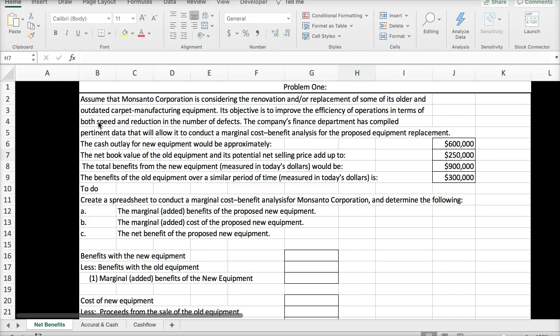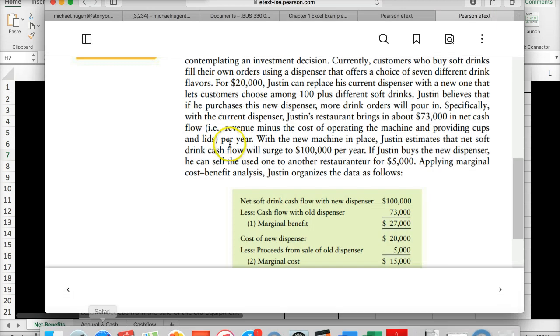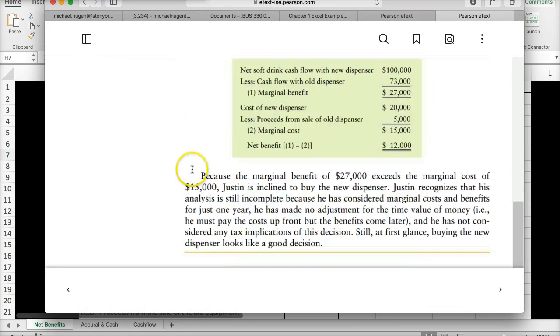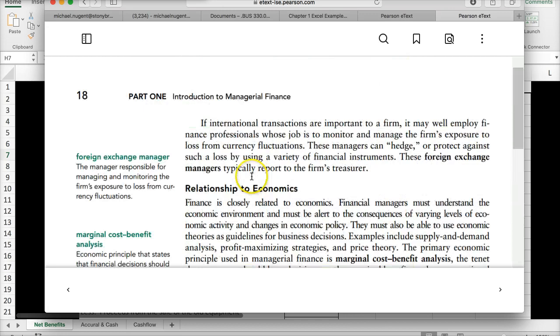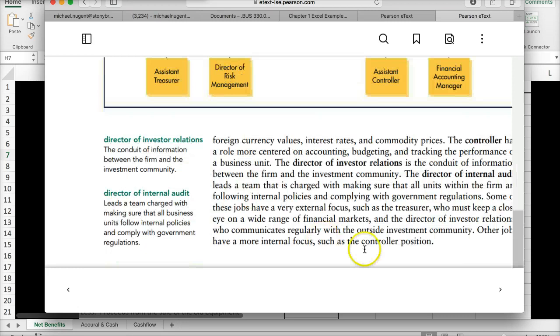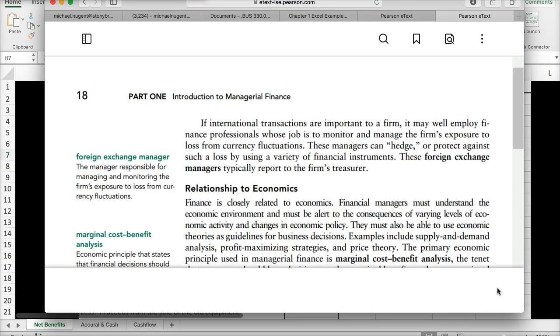Now, in Chapter 1, I'm picking a couple elements to do these demonstration videos, and they come from the textbook. So right here in the textbook, here's an example on the marginal benefit to accounting. A lot of this material is coming straight from the textbook for the class for Chapter 1.